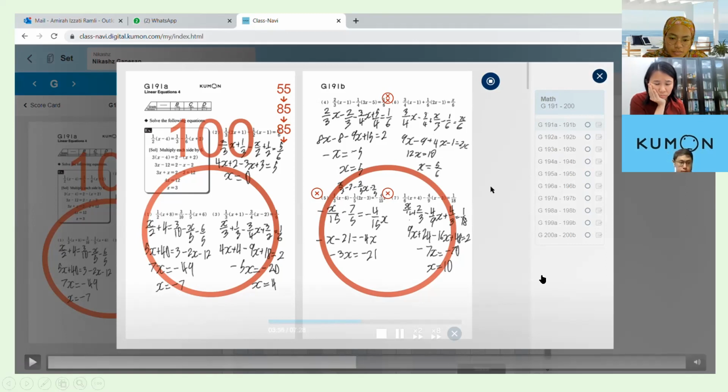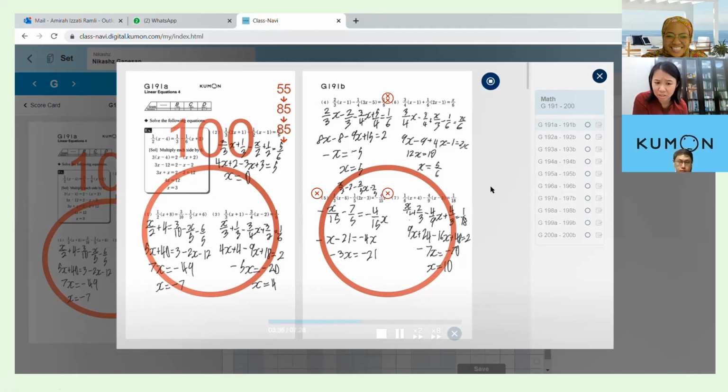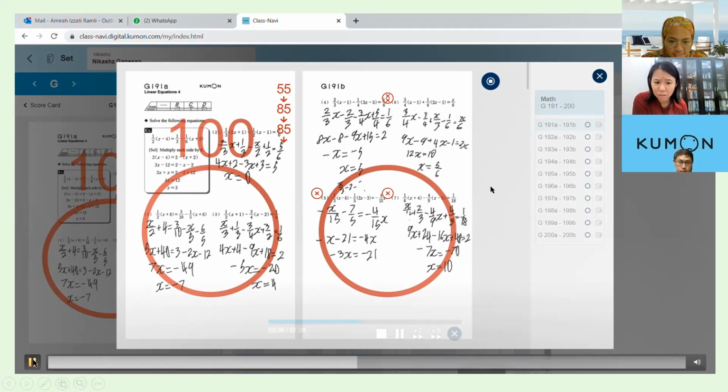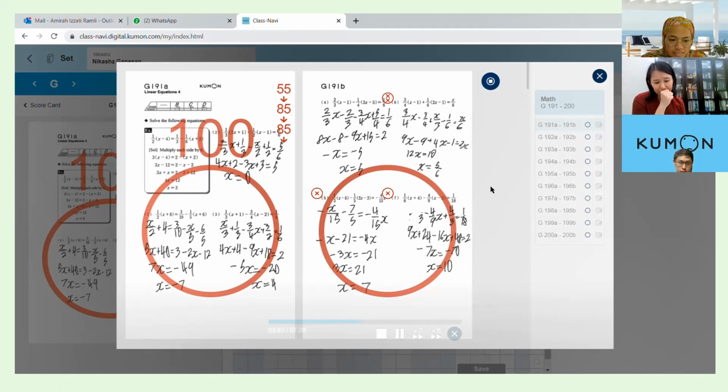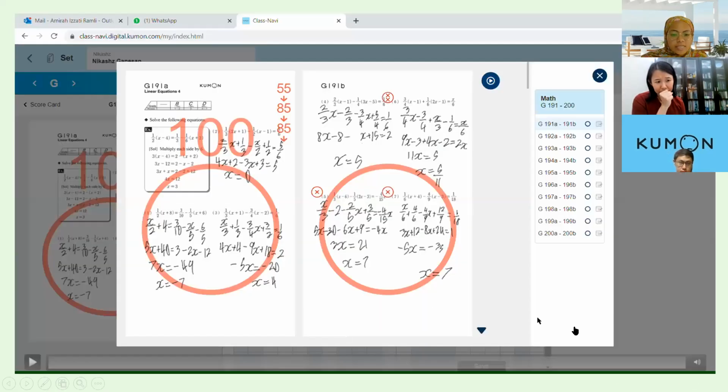Do you want to still see or we can discuss? What is the final answer? The final answer for this is 7. He got it right. The answer is 7. But this one is the first one, the one that he got it wrong. The answer is 7. Why get it wrong?